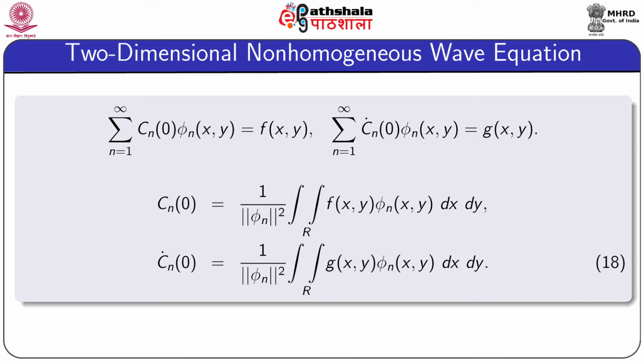Now, using the orthogonality property of eigenfunction phi n, we can find the values of Cn(0) as 1 by norm phi n square, double integration of small f phi n over the region capital R. Similarly, using the orthogonality property of eigenfunctions, we can derive the value of Cn dot at 0 as 1 by norm phi n square, double integration of g into phi n dx dy.